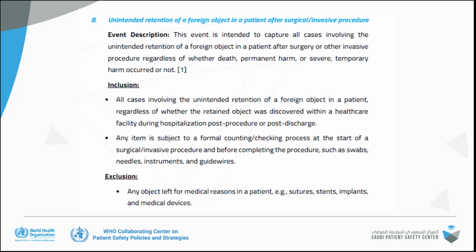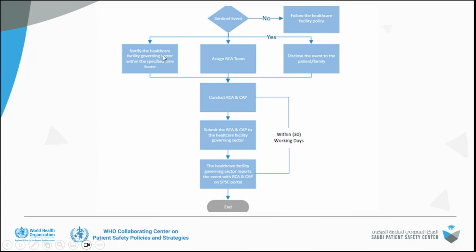Excellent. So we can see from the definition that this case is a sentinel event, and it's not one of the exclusion criteria. So now we should notify the healthcare facility governing sector, assign our RCA team, and disclose the event to the patient and family, depending on your disclosure policy. Some institutions have initial and final disclosure. Some have only final disclosure, and we can skip this step.